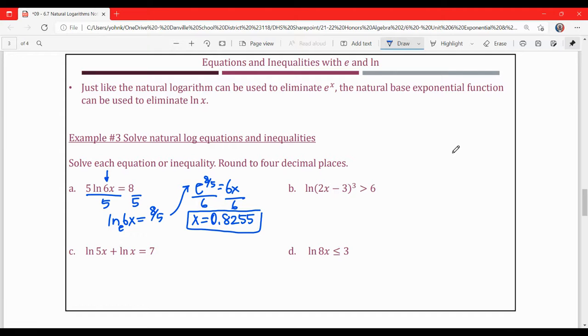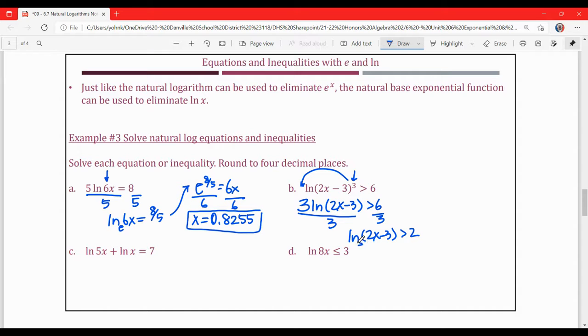If I'm taking a look at letter B, I need to get to the x. Now we did learn some rules that say if we have an ln with a quantity and there is an exponent, I can bring that exponent down in front as a coefficient. So this becomes 3 ln of the quantity 2x minus 3 is greater than 6. Now I don't have a cube that I have to worry about, and it becomes a way easier problem. I can divide both sides by 3. That gives me ln of the quantity 2x minus 3 is greater than 2.